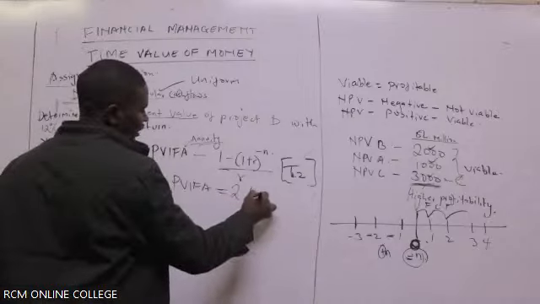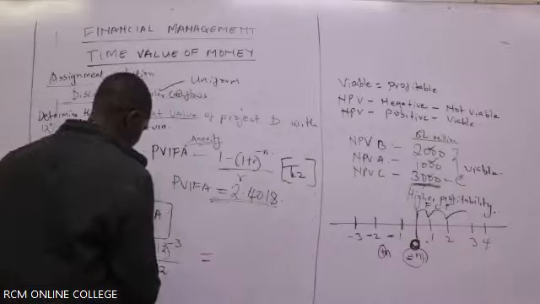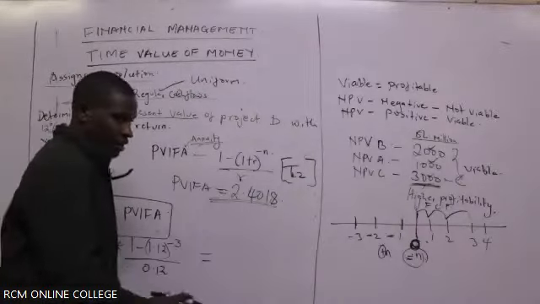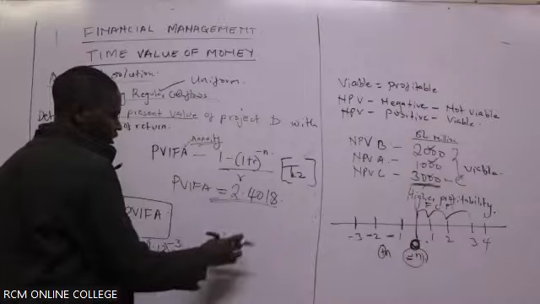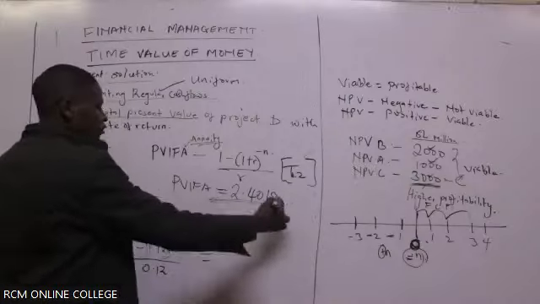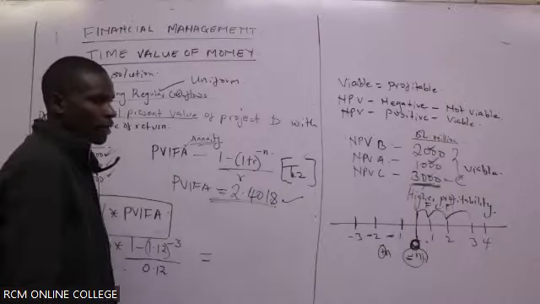2.4018. Please, can you try and use a calculator? Many people make mistakes here. Use a calculator, feed it in a calculator, and remember to put a bracket here, and then tell us whether you're able to get that. So this one multiply by 2000, to get our present value.